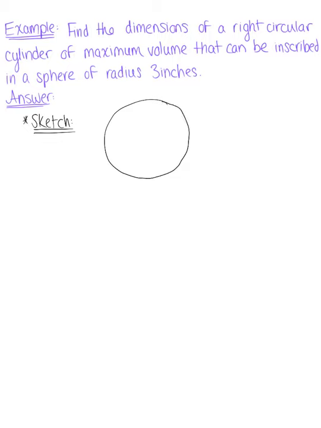So here is our sphere. We know that it has a radius of 3. And then within this sphere, we have a right circular cylinder. So in 2 dimensions, this will look like a rectangle. So we'll keep in mind this is the center point of both that cylinder and the sphere.